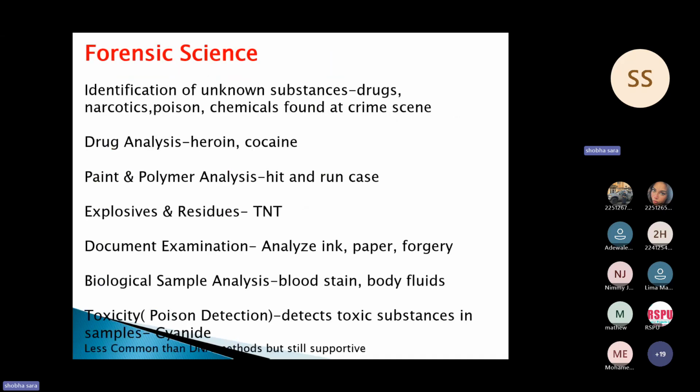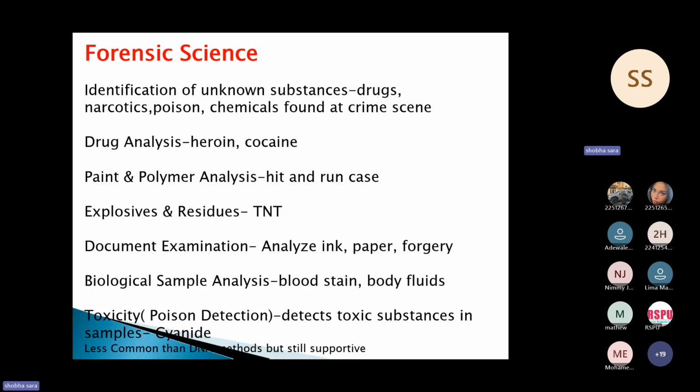Then in the field of forensic science, it is even more interesting. We can identify the unknown substance, what drug it is, what narcotics, whether it is a poison, and we can find out the chemicals found at the crime scene. Drug analysis: there are several kinds of drugs, and we can find out whether it is cocaine or heroin.